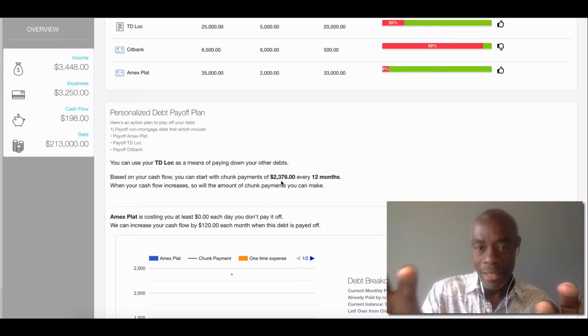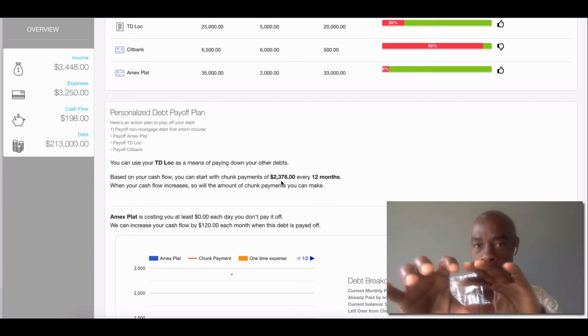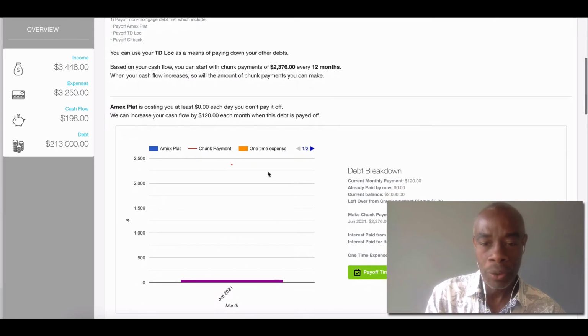You have this new debt, $2,376, on your line of credit. Each month you're using your leftover cash flow to actually pay off that chunk you just made. So in 12 months you will have that chunk paid off, because 12 times $198 is going to give you $2,376. So that's what this shows.